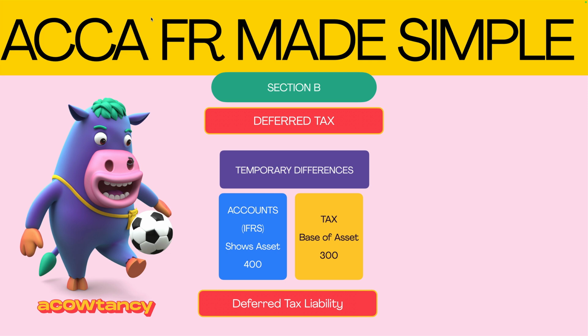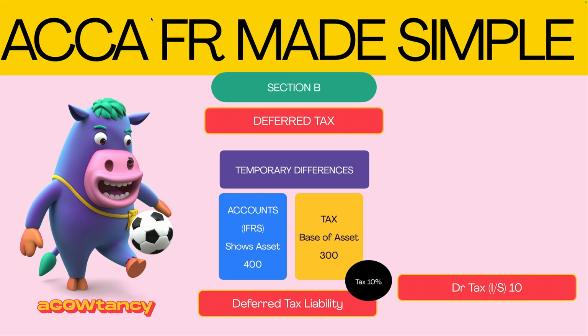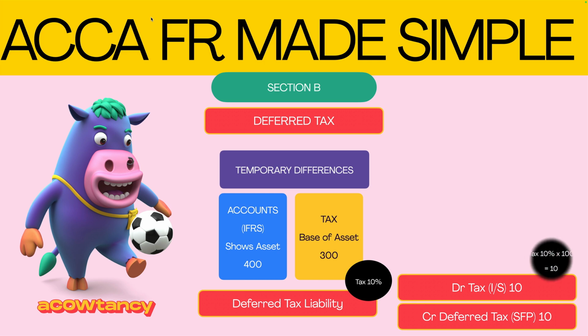Okay, so how much would the deferred tax liability be if tax was 10%? Well, you think you would debit tax income statement 10, credit deferred tax on the SFP of 10, because the difference, the extra asset that we're showing, like the extra income, is 100. That's going to be taxed in the future at 10%. So we debit tax income statement 10, credit deferred tax liability of 10.